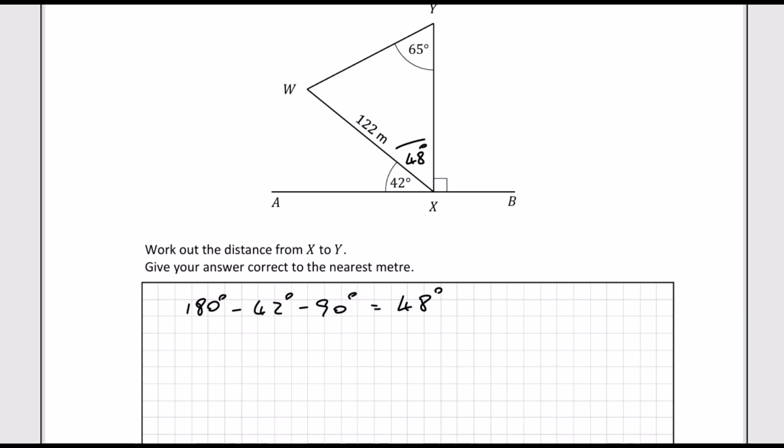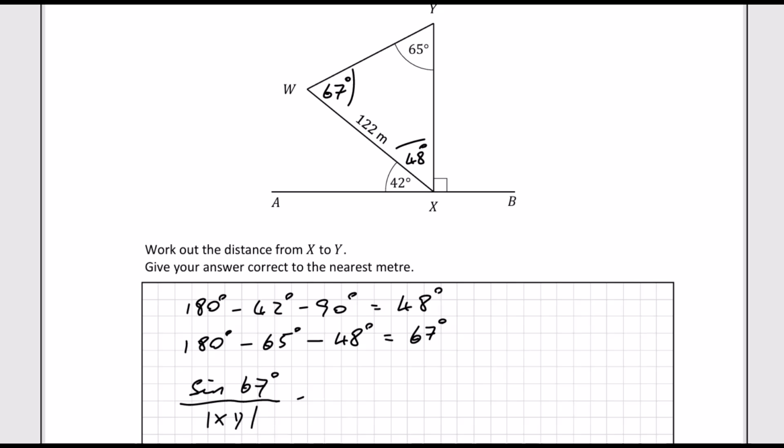Now in order to work out the angle at W, we need to take 180 degrees, we need to subtract 65 degrees, we need to subtract 48 degrees, because the three angles add up to 180 in a triangle, and we find we get 67 degrees. So this angle here is 67 degrees. So I can now start the sine rule. So what I'm going to do is say the sine of 67 degrees divided by the length of the opposite side, which is XY, is equal to the sine of 65 degrees divided by the length of the opposite side, which is 122 meters.